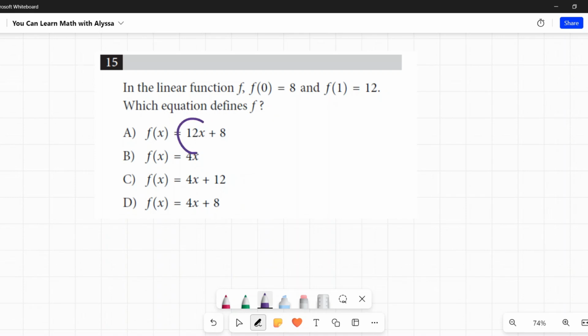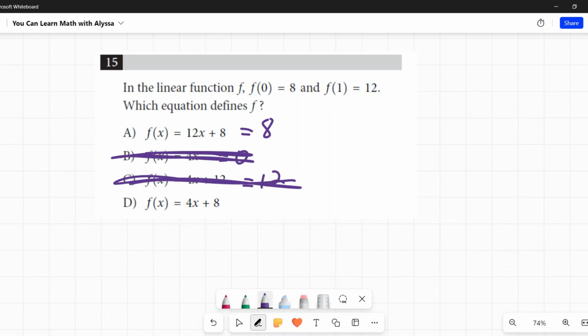For our first one, 12 times 0 is 0 plus 8 equals 8. Yay, there's a contender. Plug in 0 for x. 4 times 0 is 0. Well, that does not give us 8. That one's out. Next one, 4 times 0 is 0 plus 12 is 12. Nope, that one's out. Last one, 4 times 0 is 0 plus 8 is 8. That is still an option.